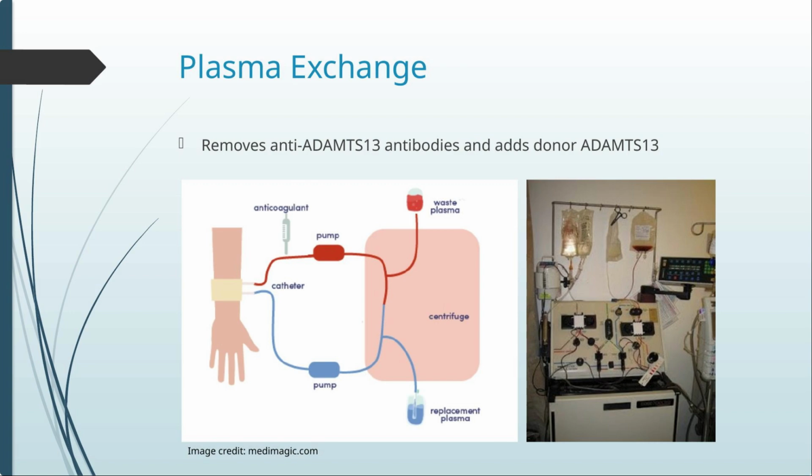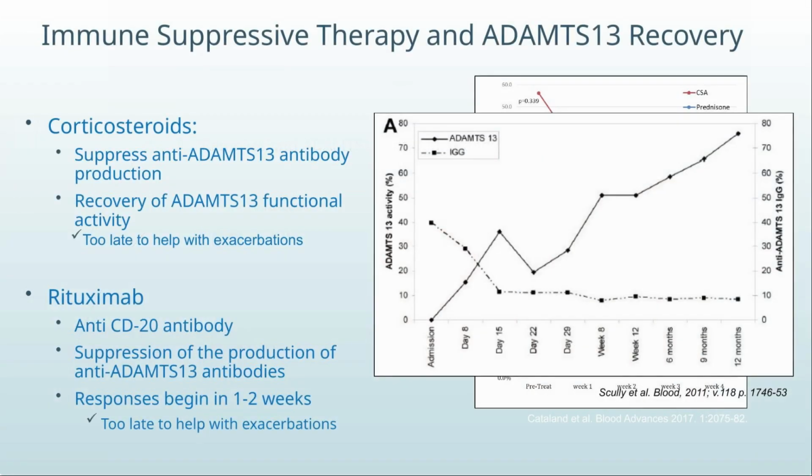So immunosuppression is another mainstay of treatment. Again, corticosteroids and rituximab are great at suppressing antibody production against ADAMTS13. However, they don't clear that. And though these immunosuppressants are effective, they take time and cannot prevent an early exacerbation or resumption of plasma exchange.